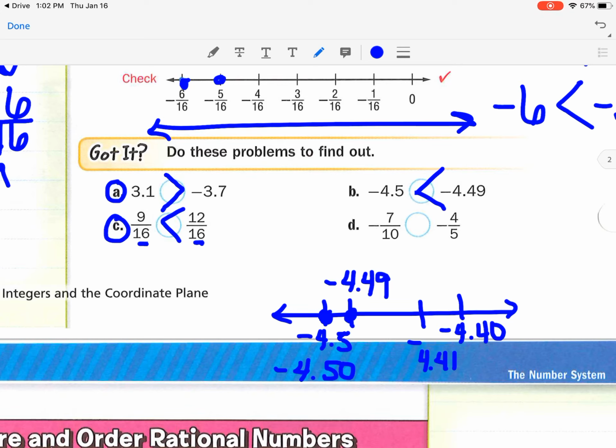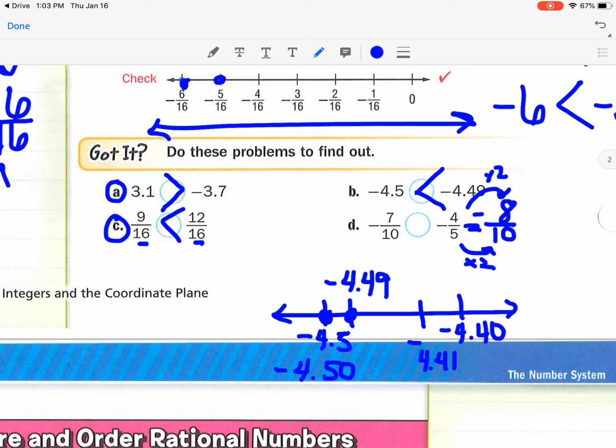Okay, the next one that we're going to take a look at is negative 7/10 greater than, less than, or equal to negative 4/5. Well, we know that our common denominator is going to be 10. So I'm going to multiply 5 times 2 gives me 10. So whatever I do to the bottom, I have to do to the top. I'm going to make that be 4 times 2, which is 8. Now I have to remember that these are negative numbers, right? So really I have negative 7/10, and I'm comparing it with negative 8/10.